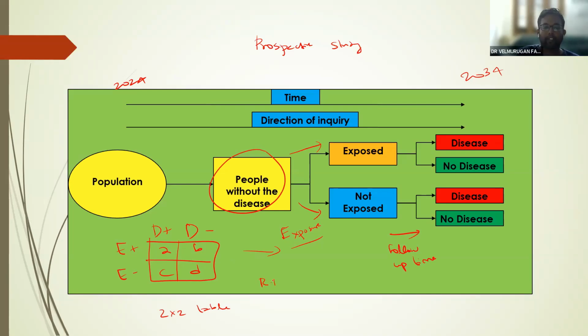So what is the relative risk? What is the incidence among the exposed? It is A by A plus B. What is the incidence among the non-exposed? C plus D are non-exposed, and out of this, C got the disease, so C by C plus D. This is the formula for relative risk: A by A plus B divided by C by C plus D.